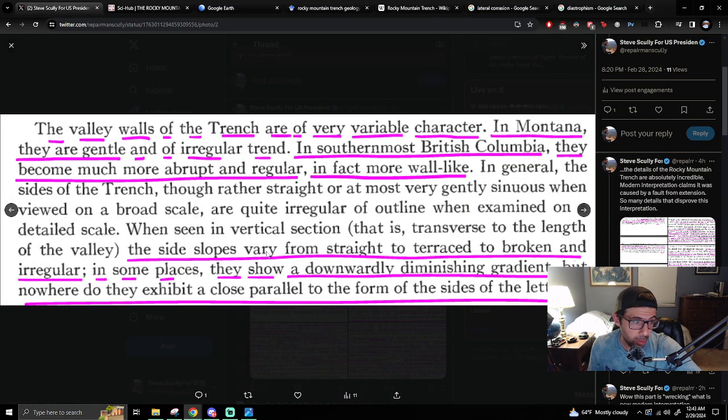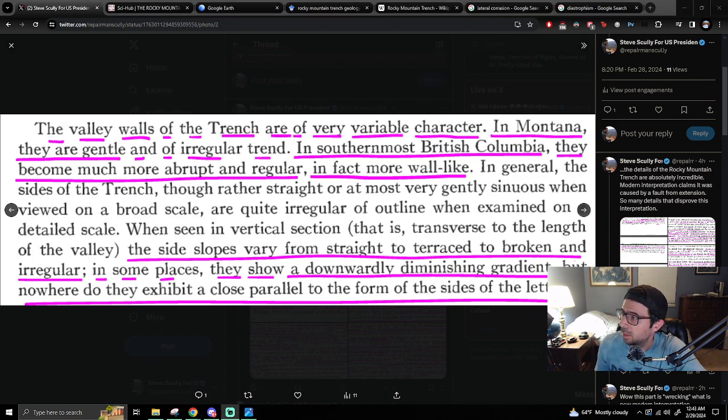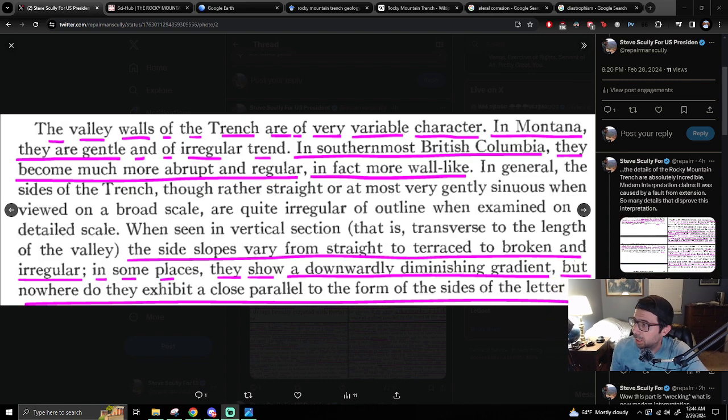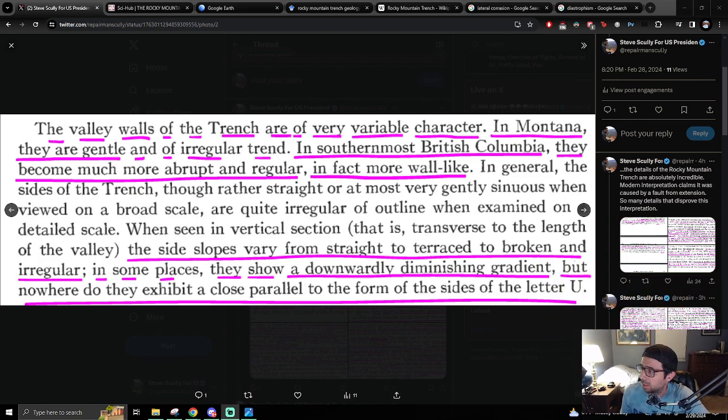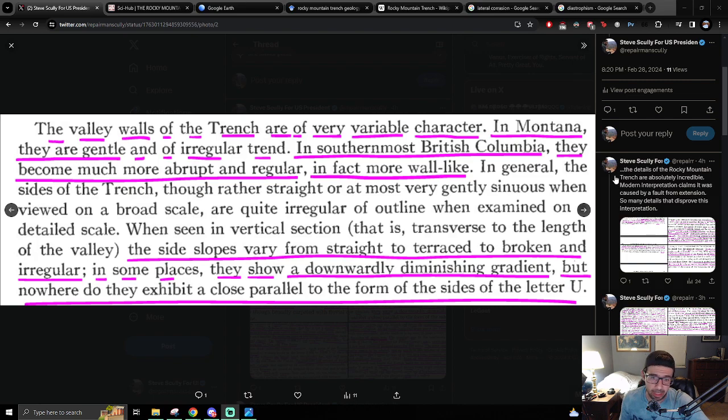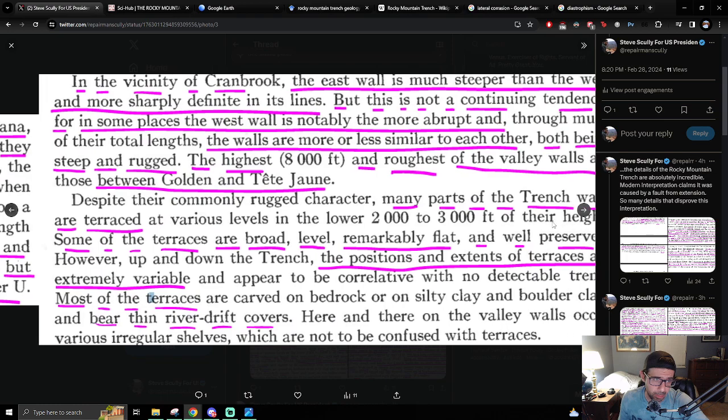The side slopes vary from straight to terraced to broken and irregular. In some places they show a downwardly diminishing gradient, but nowhere do they exhibit a close parallel to the form of the sides of the letter U, which I believe they're saying is related to glaciers, probably is why they said that.